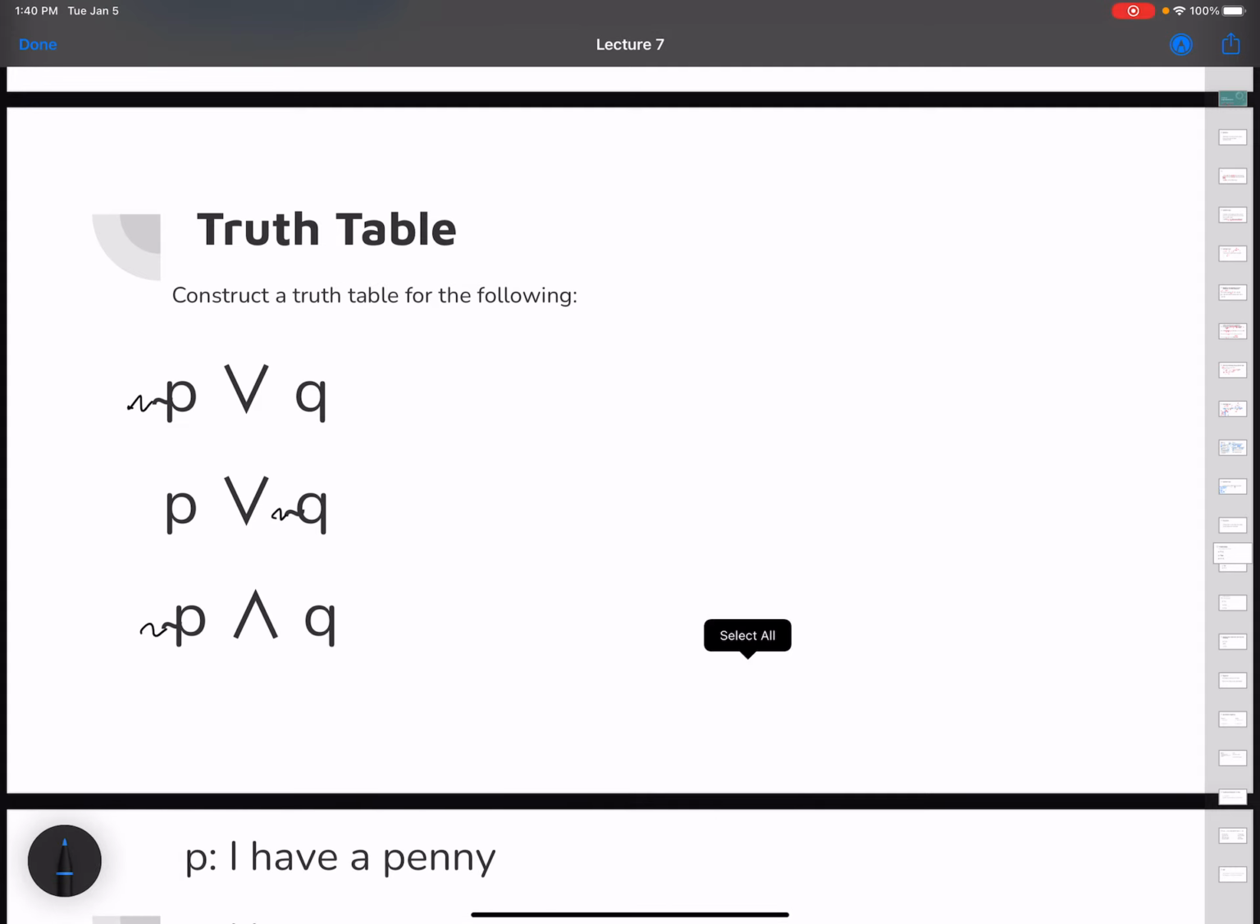But take a minute and see if you can build the truth tables for these without my help, without me going through them. You can pause the video and try to do them. So, we are going to construct a truth table for not P or Q first. Not P or Q. And our truth table starts always with P and Q.